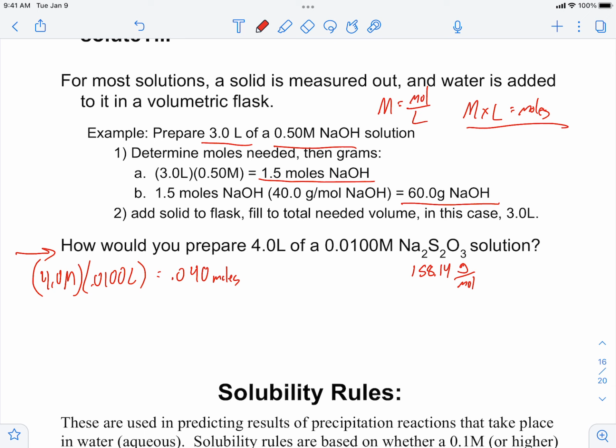Okay. Then what? Ozzy, what do I do next? Yeah, let's use molar mass. It is 158.14 grams for every mole of the solute, the Na2S2O3. Okay, when doing that, we get 6.32, let's call it 6.33.